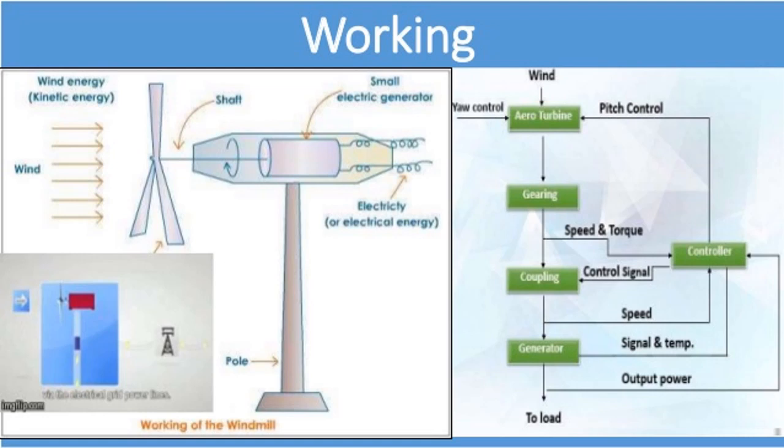This is how it works, and this is the speed when wind flows. These are the blades and shaft. The blades move, then the shaft rotates, then this is the generator, which generates electricity. This is the pole, yaw control, wind, aero turbine, and pitch control. This is the controller, gearing, speed and torque, coupling, control signal, speed signal, then the generator, and then this goes to the load, output power.